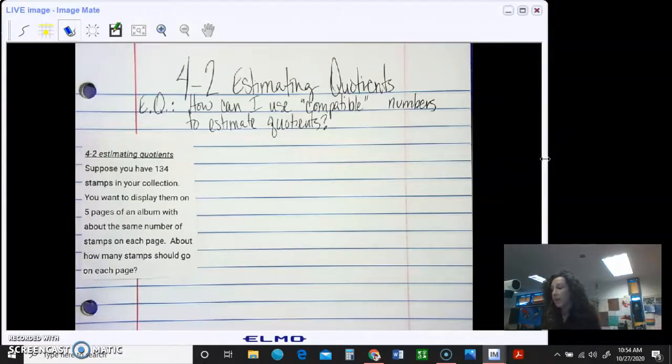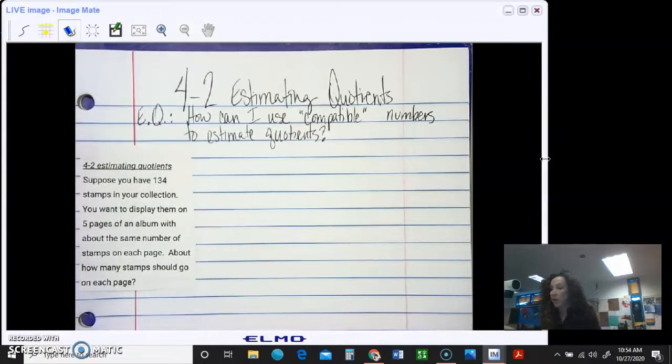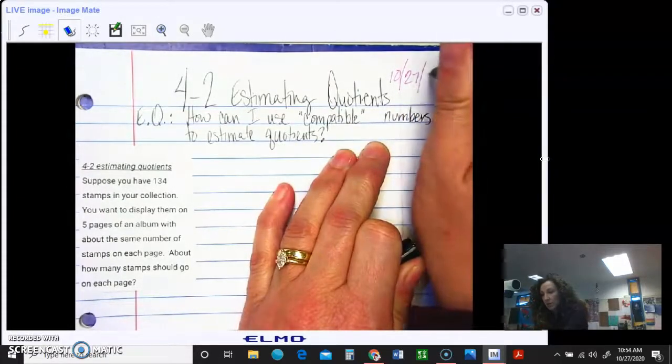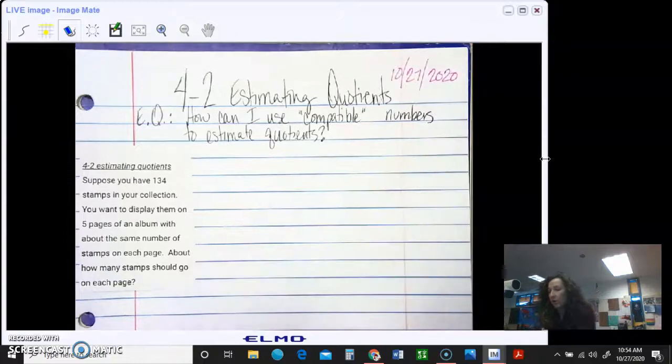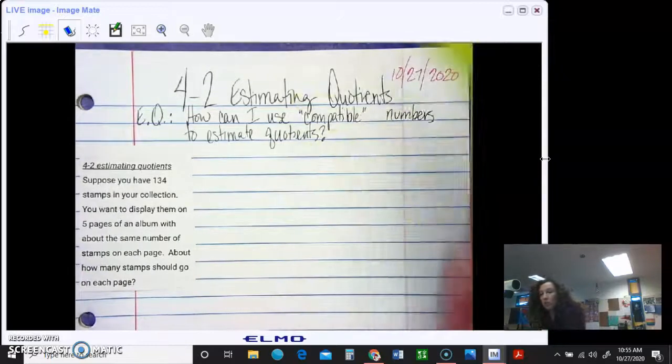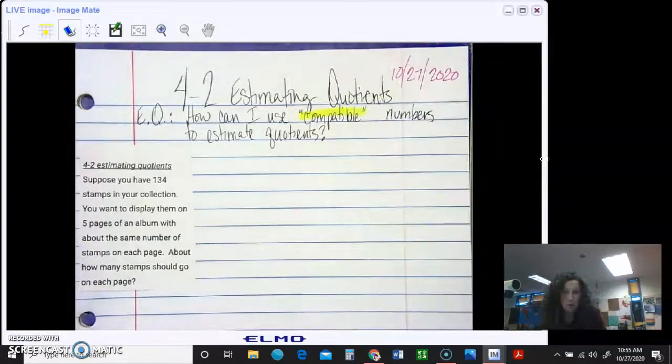So you should have this estimating quotients with your EQ and today's date, which is 10/27/2020. Okay, so we're going to take a look at that EQ. Let's read it to make sure we understand all the key things in it. So we have, how can I use compatible numbers to estimate quotients? So we're looking at compatible. We know how to round, but I want to emphasize compatible. In today's lesson, you can use estimation also, but I want you to get used to compatible as well.